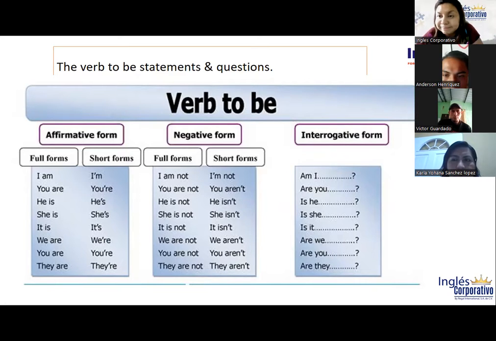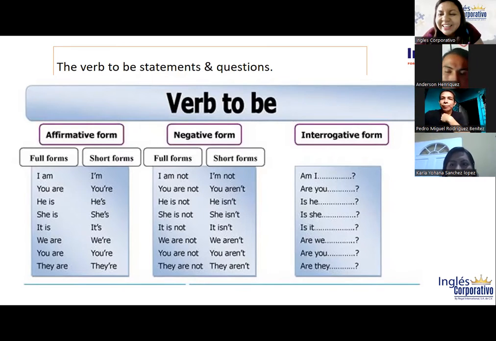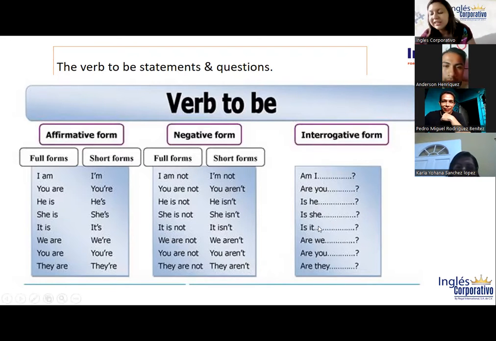Yes, yes we are. Okay, is he handsome? ¿Es él guapo? No, I'm just kidding. Is she intelligent? Yes, she is. Okay. Is it yellow? ¿Es amarillo?